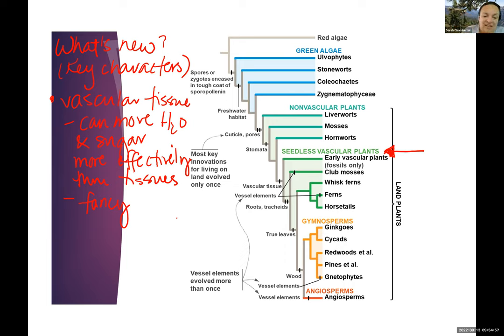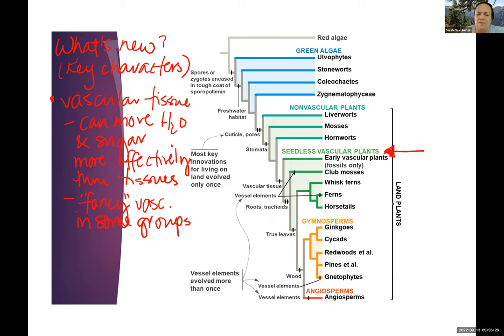So fancy vascular tissue in some groups. I'm just, you know, that's what we're gonna call vessel elements for now, fancy vascular tissue. So, what do I mean by fancy? It's better, right? It's more efficient, right? Than the other kinds.